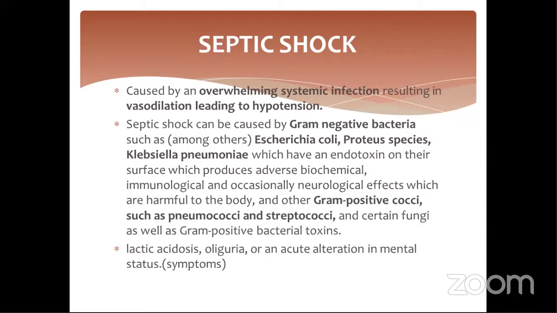What is septic shock? It is caused by infection: gram negative or gram positive bacterial infection, or bacterial toxins, with lactic acidosis, oliguria, or an acute alteration of mental status. These are the main symptoms of septic shock. E. coli and Proteus species, which are the main gram negative bacteria, can cause septic shock, and occasionally we can observe neurological effects which are harmful to the body.